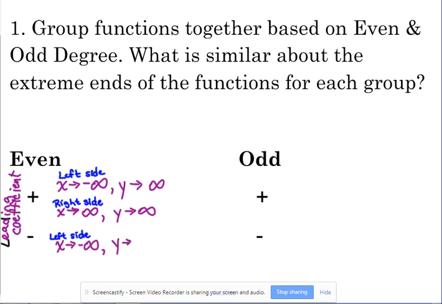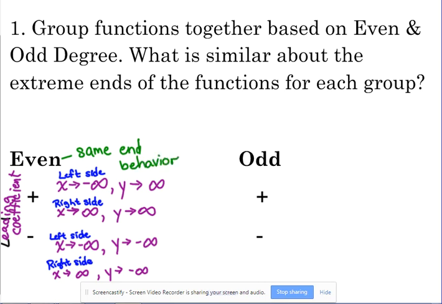Okay, our y values are going down. They're decreasing. They're headed towards negative infinity. And the same thing happens for the y values on the right side. Okay, so for even functions, we've got the same behavior. Same end behavior. That's what this is called. End behavior. What are the ends of my functions doing? How are they behaving? Where are they going?